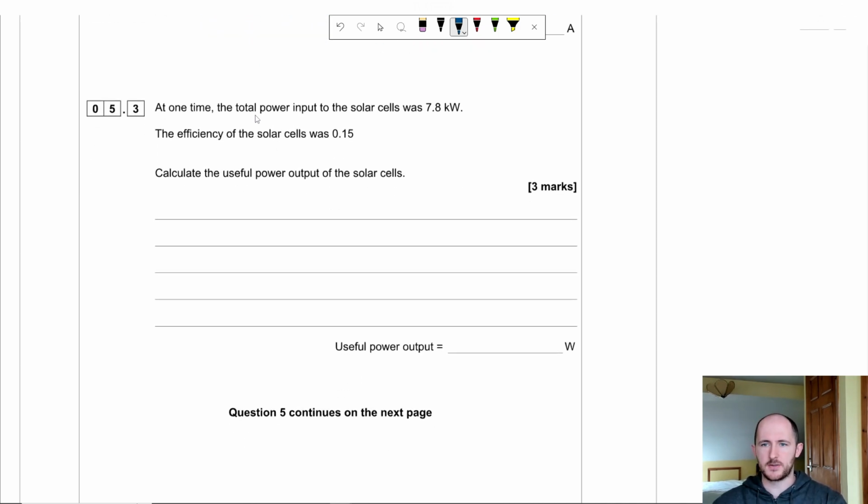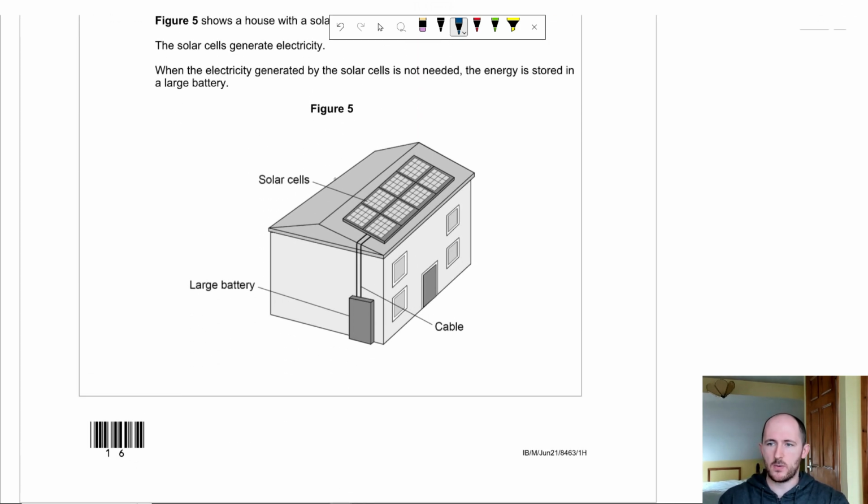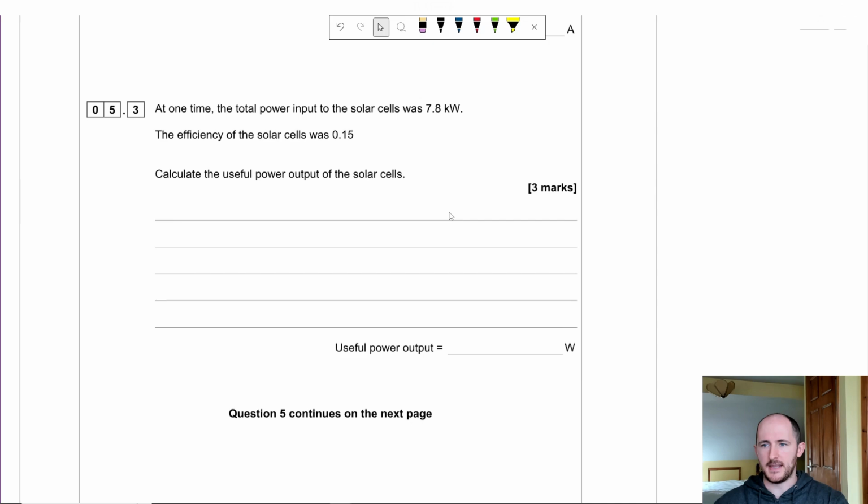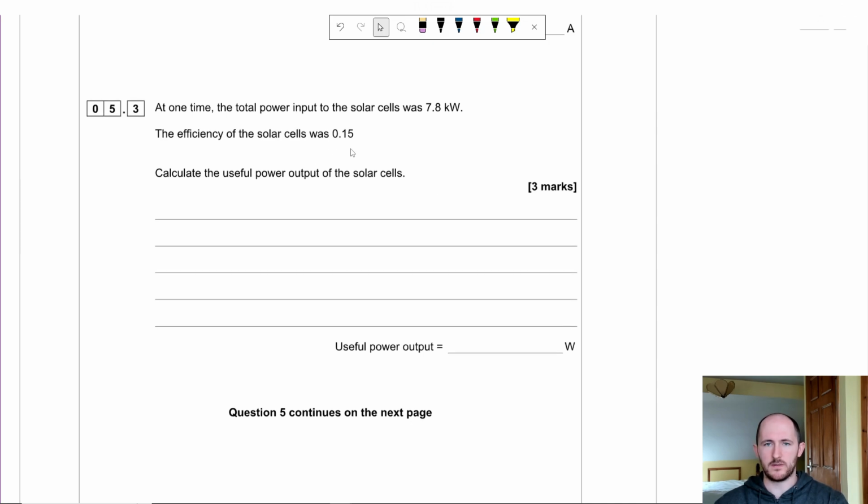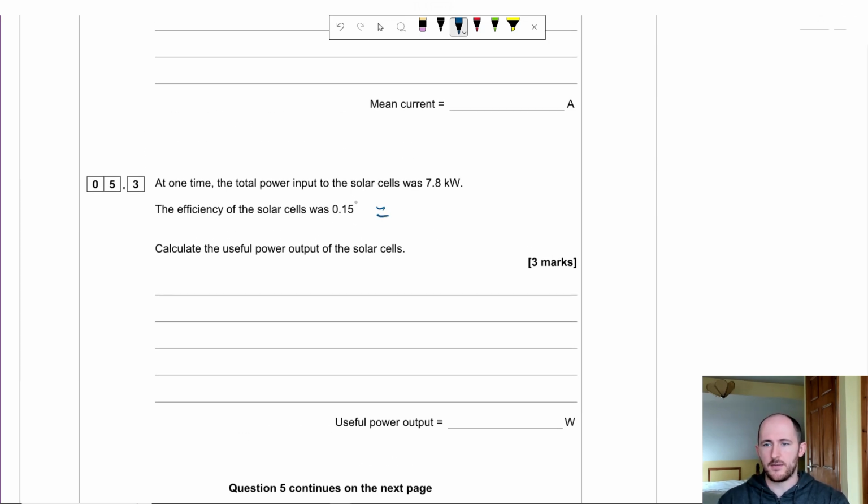At one time, the total power input of the solar cells was 7.8 kilowatts. So what that means is the solar energy coming in was 7.8 kilowatts. And they're saying that the efficiency was 0.15. So that means 15% of the energy is stored in the batteries. So that's the actual power output.